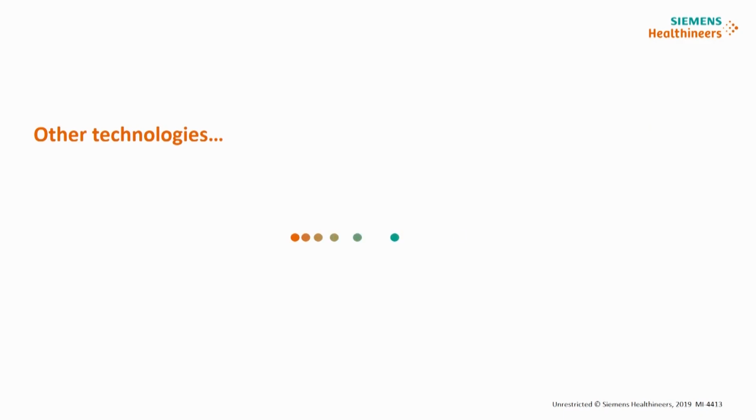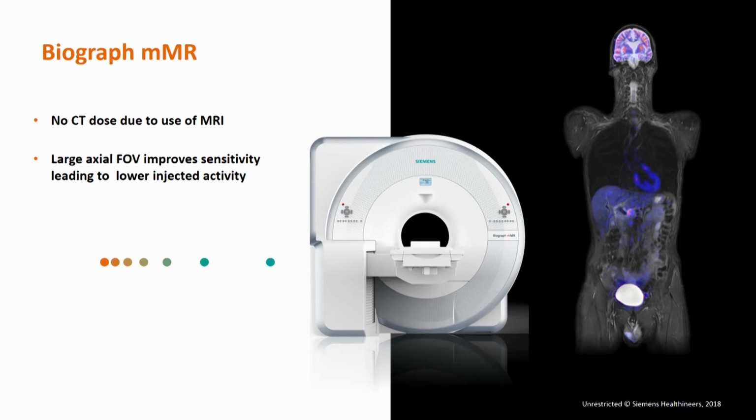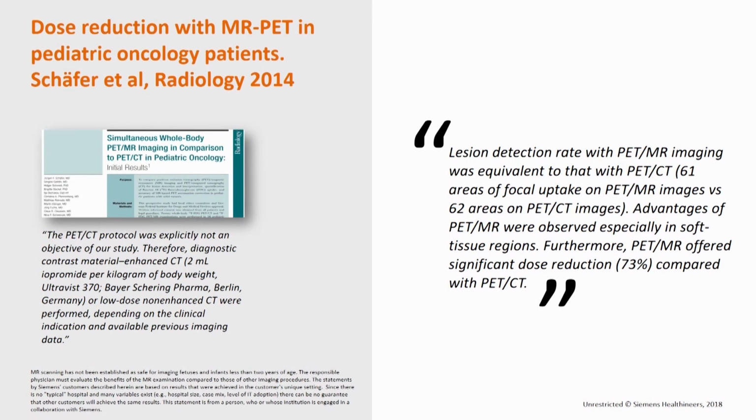And then what about other technologies? We've got PET-MR systems that were introduced around about 2011, the first commercially available systems. No CT dose at all because we're using an MRI scanner instead, and the increased field of view improves the sensitivity and enables the option to reduce dose. And a paper here from 2014 showed about a 70% reduction compared to PET-CT.